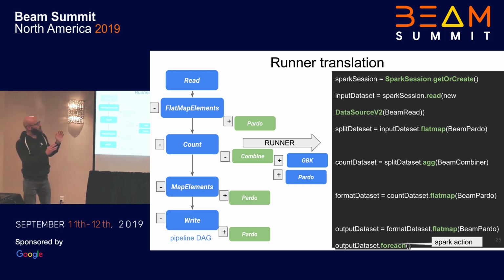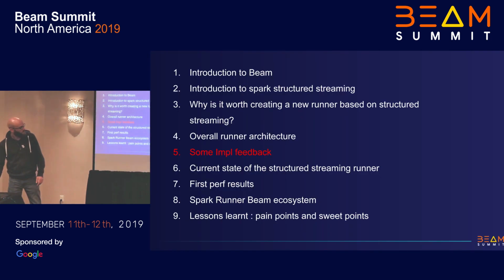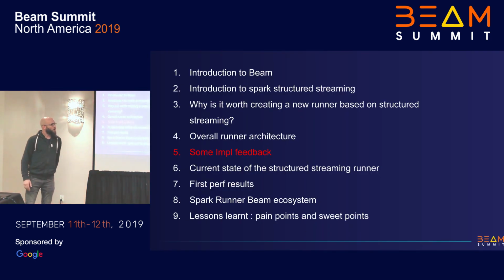And when the runner visits this DAG, you see that it creates an input dataset out of the execution of the read. And this input dataset gets applied the ParDo, so the flat map, as an output. The output of applying the flat map is used as input, and the output of this one is used as input for the next step, and so on, until we run an action on the last dataset to execute the pipeline in Spark. So that's it for the overall architecture of the runner.